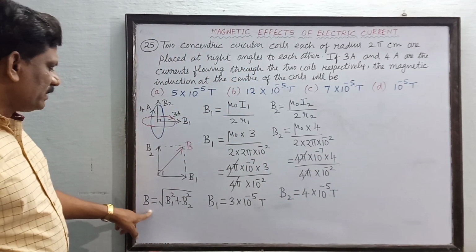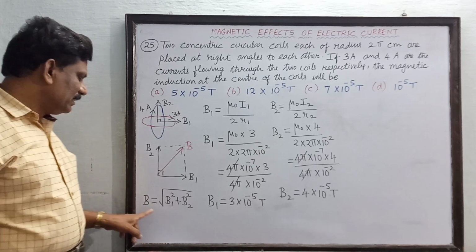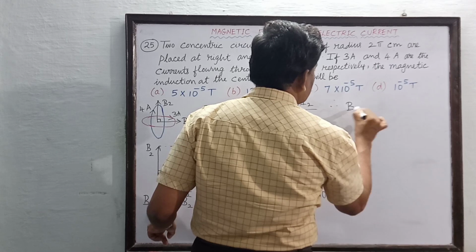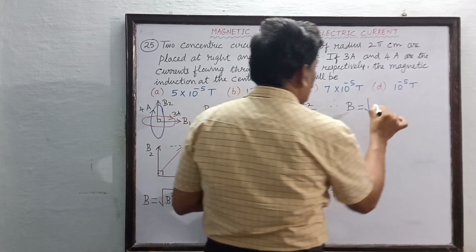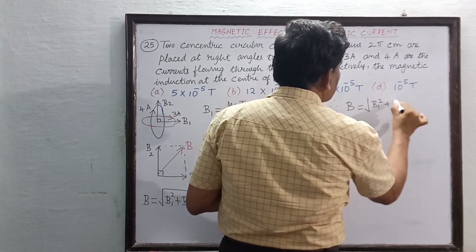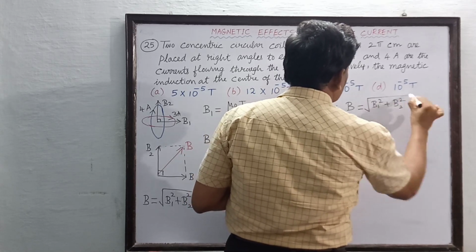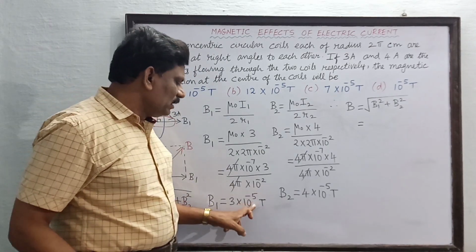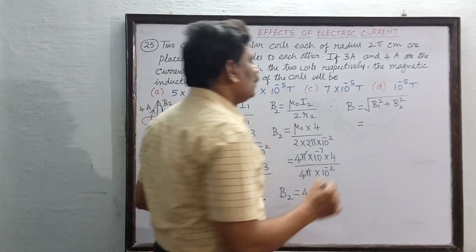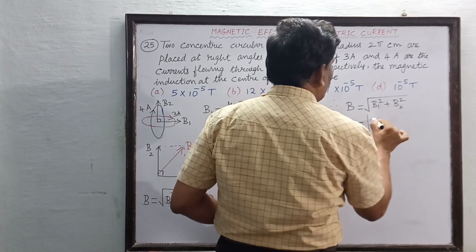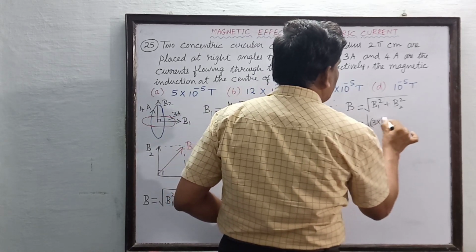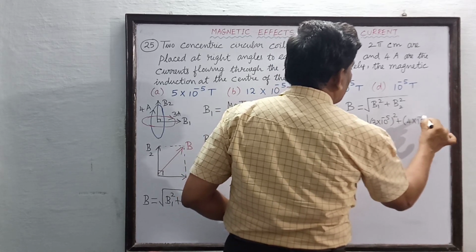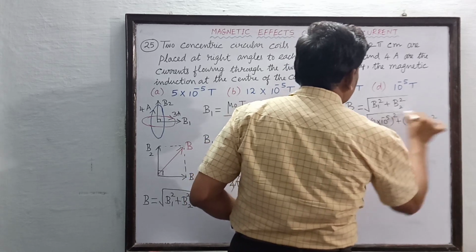So using the parallelogram law of vectors, the resultant magnetic field at the center, B, is now equal to the square root of B1 square plus B2 square. So this is equal to, B1 is 3 into 10 power minus 5. So this will become B1 square. B1 square will be 3 into 10 power minus 5 the whole square plus 4 into 10 power minus 5 the whole square inside the square root.